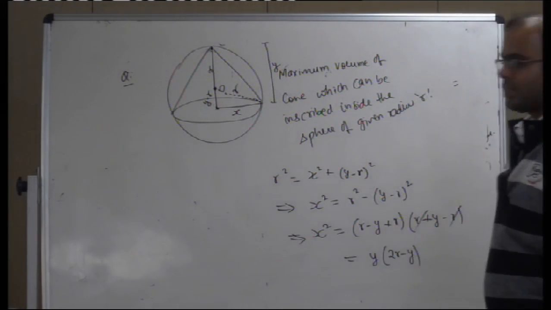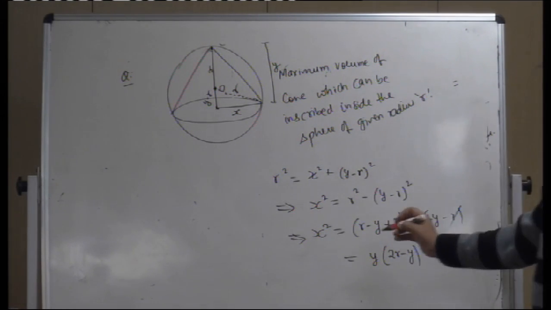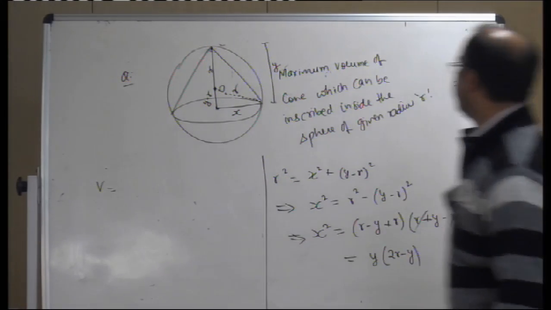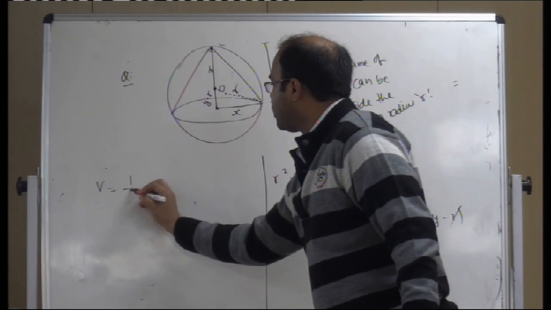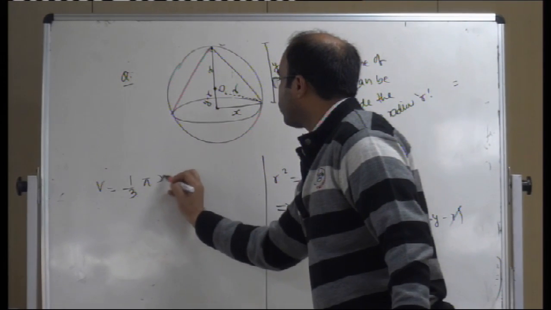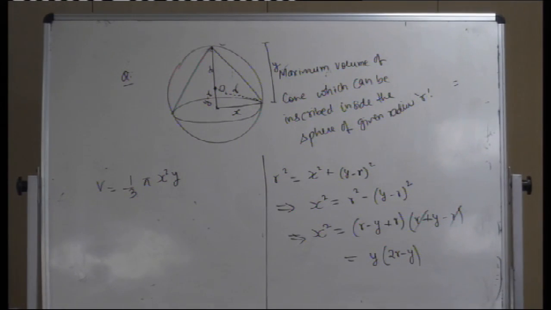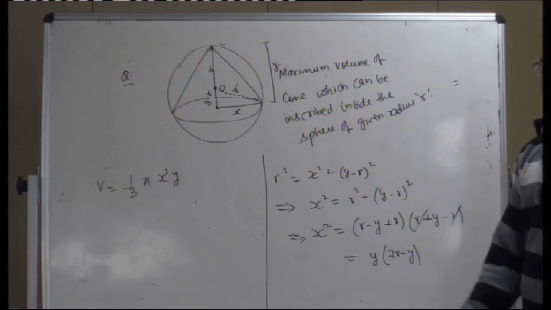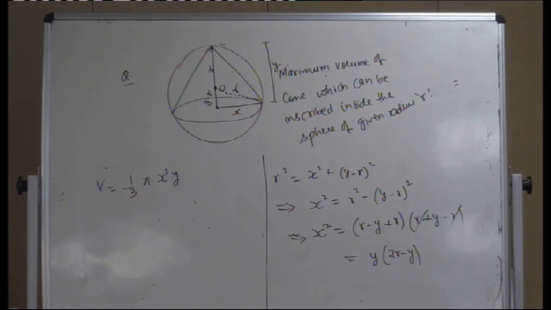Now x square is like this, we may use this relation later on. Now let us come to the question. The question was about volume. The volume of the cone was 1 by 3 pi x square y. I hope we all know this formula, 1 by 3 pi r square h, where r is actually x and h is actually y for the cone, and x square we already got as y into 2r minus y.